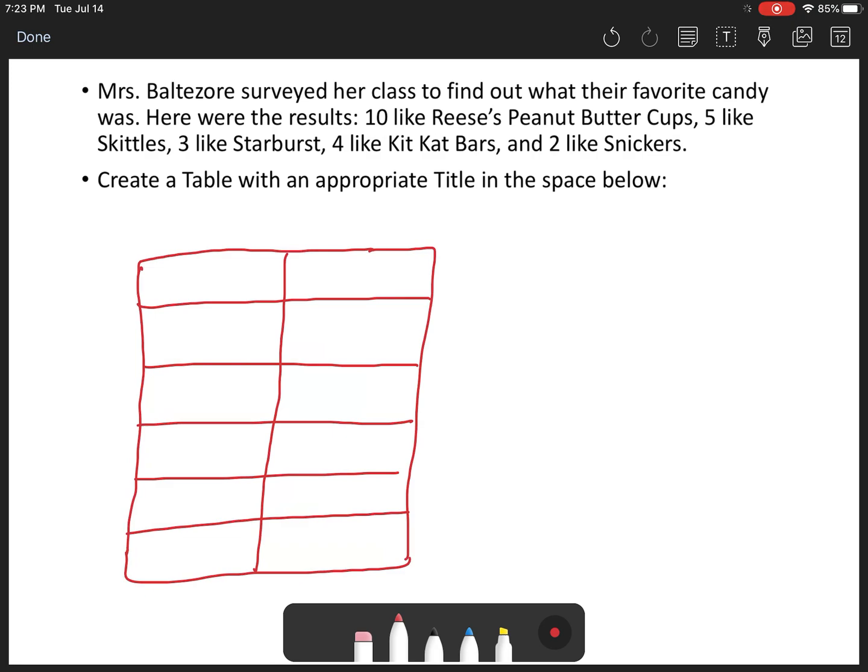And what should I do for my first heading? What goes in here again? The first column is your independent variable. What did I change between all these? I changed the type of candy, right? Okay. In the next column is your dependent variable. And what did each of these numbers refer to?